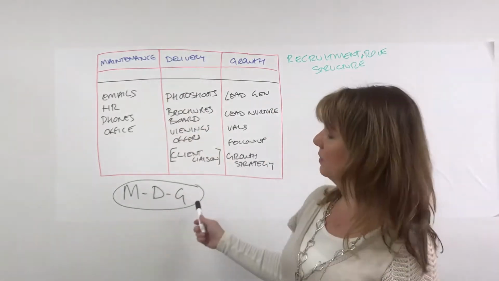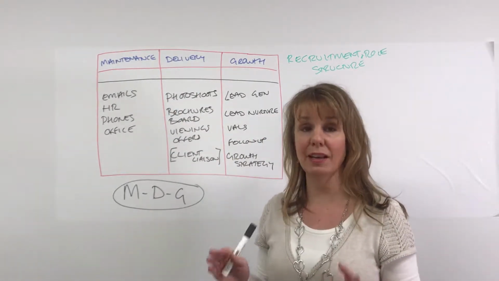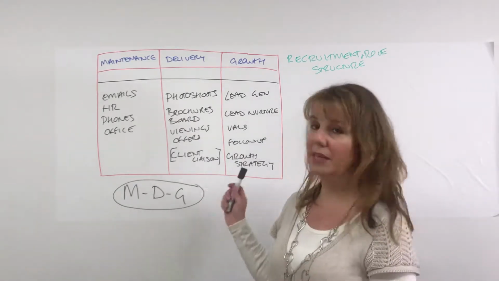But this is what MDG stands for: maintenance, delivery and growth. And even if you've only got a 3-person team including you, you still need at least one person in each one of these categories, and I'm going to explain why.